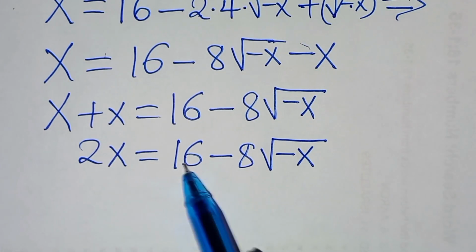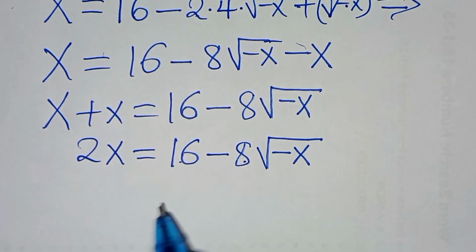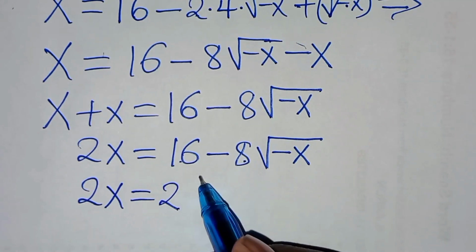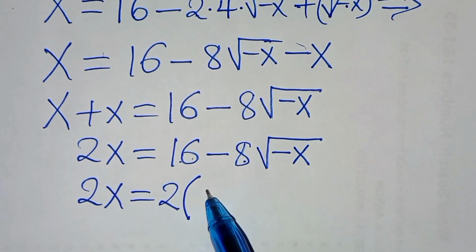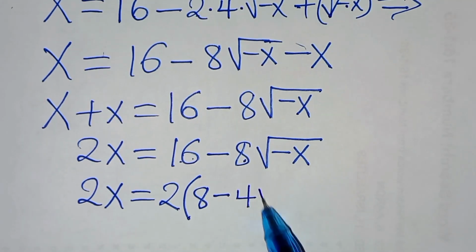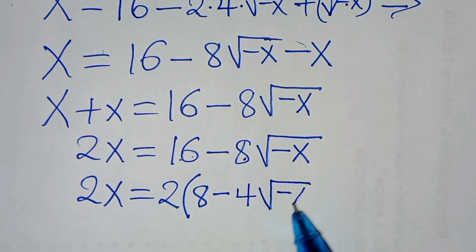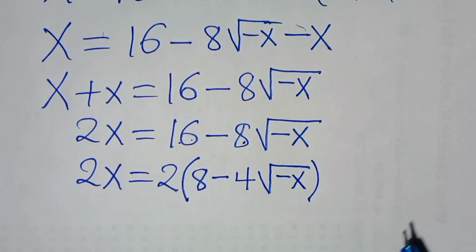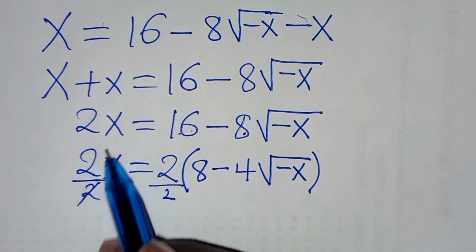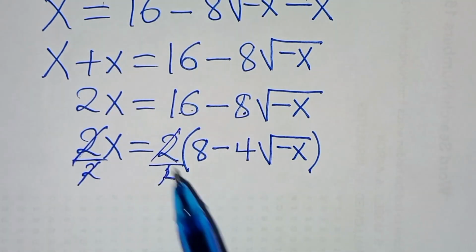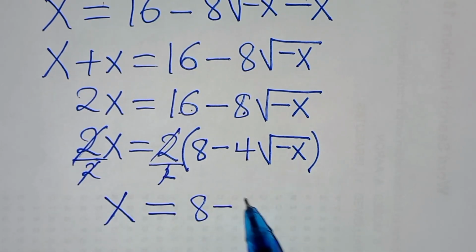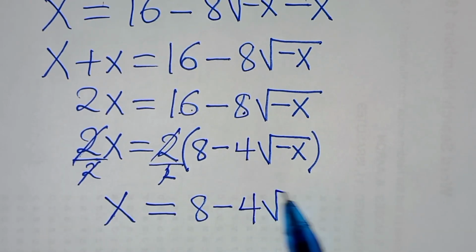From 16 and 8 here, we can factor out 2. So we have 2x equal to 2 times, in the parentheses, 8 minus 4 multiplied by the square root of minus x. So let's divide both sides by 2, so that we have x is equal to 8 minus 4 square root of minus x.